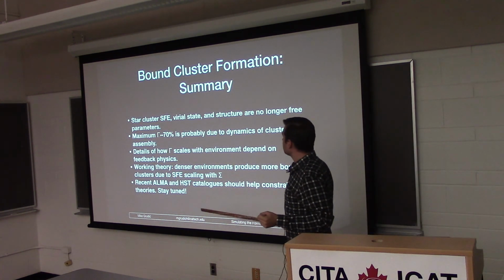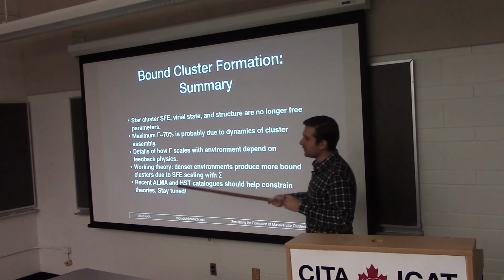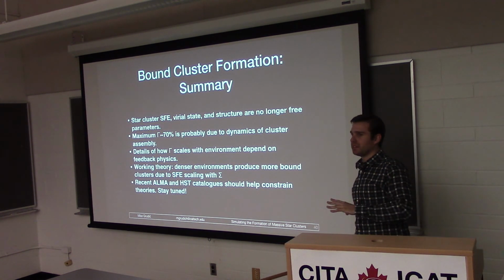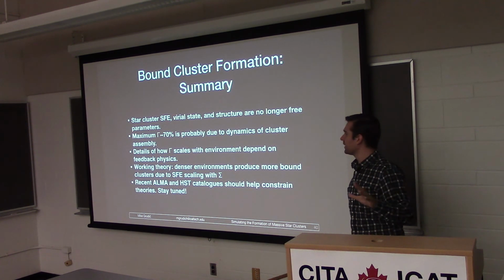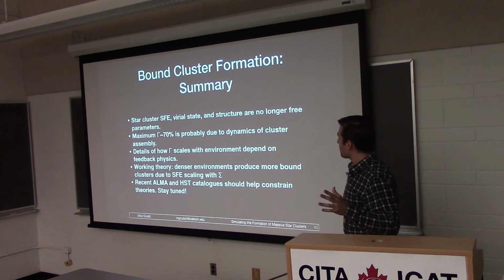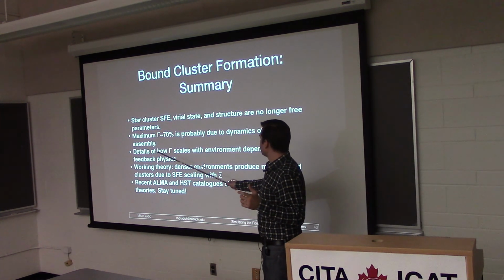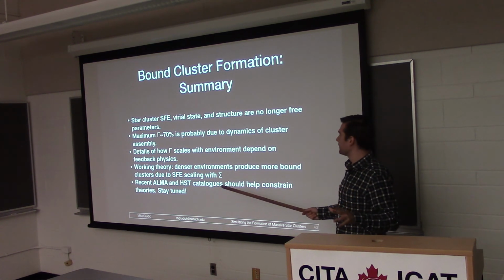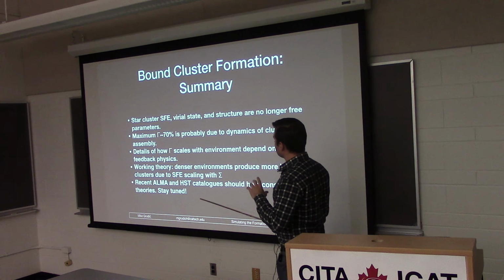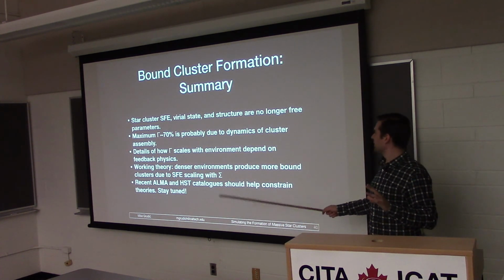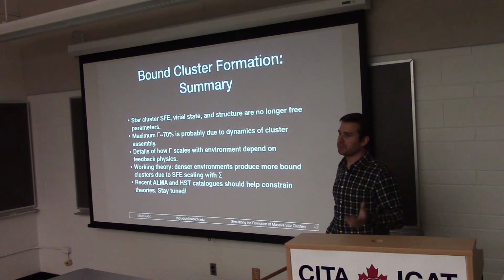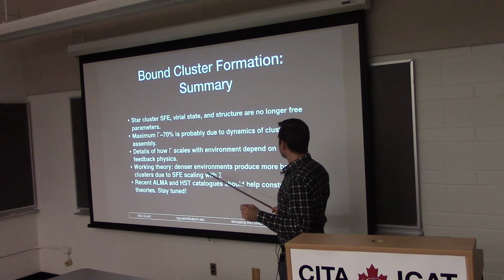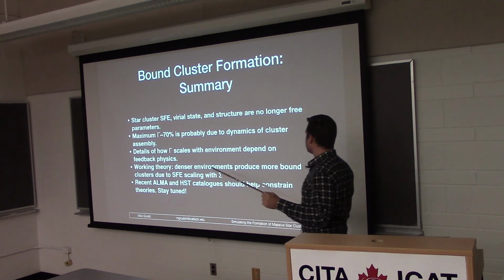We get this maximum cluster formation efficiency of 70% just due to the process of the hierarchical assembly of the star cluster and the fact that stars just inevitably get ejected in this process. And the actual dependence of gamma on the environment is going to depend greatly on the specifics of the feedback physics. But essentially, the idea we can run with in this picture is that denser environments should probably produce denser GMCs with higher surface density, which should then go on to have high star formation efficiencies and have large bound fractions.